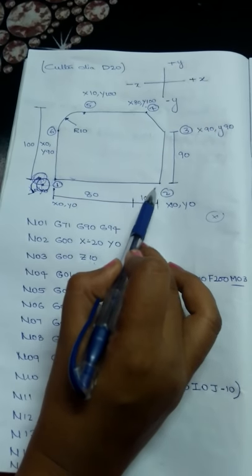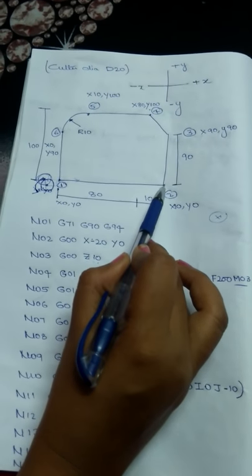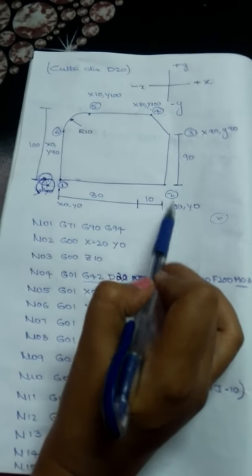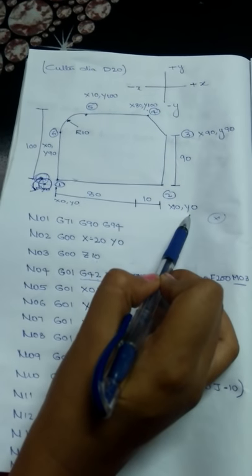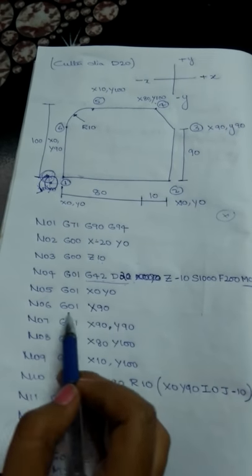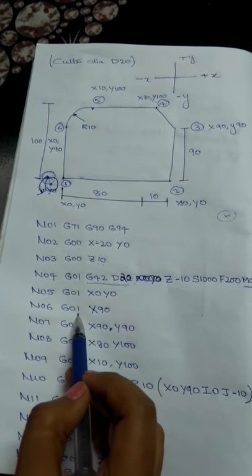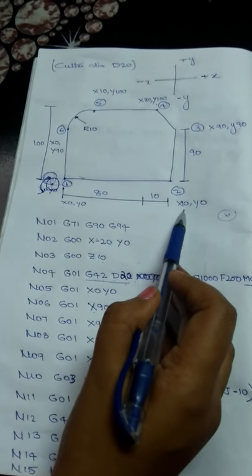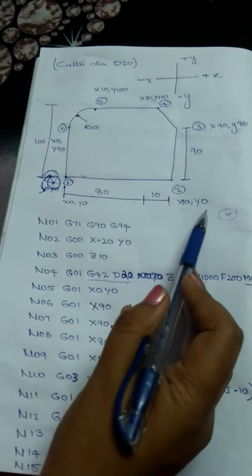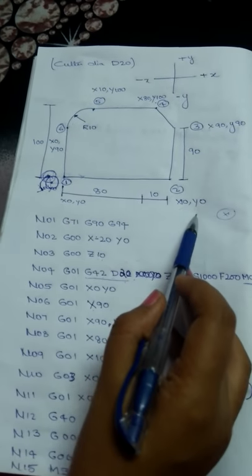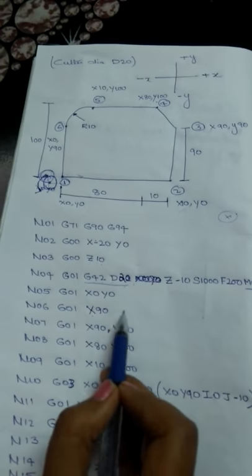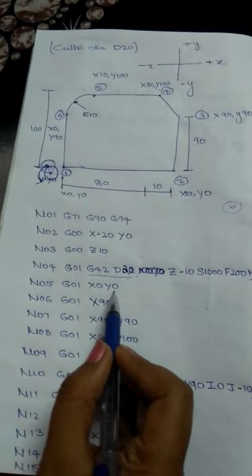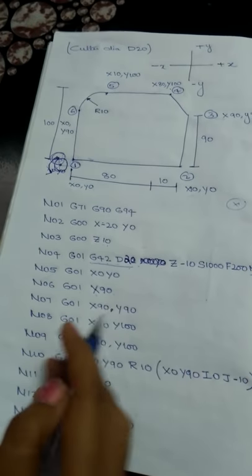So if we want to locate this point to this point, the x is 80 plus 10, 90, and y is 0. So we have written, like we are writing here, G01, X90. So X0 has been changed to X90. But Y is the same. Y is Y0. So we need not write it again. It takes from the previous code. It is a modal code. If we are not mentioning the coordinate, it takes the previous one.